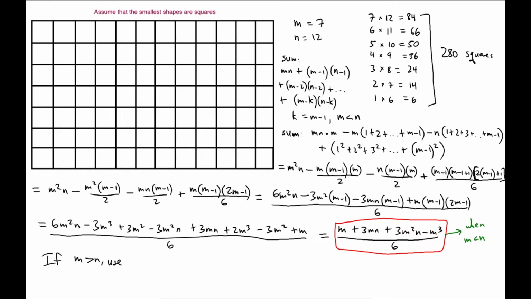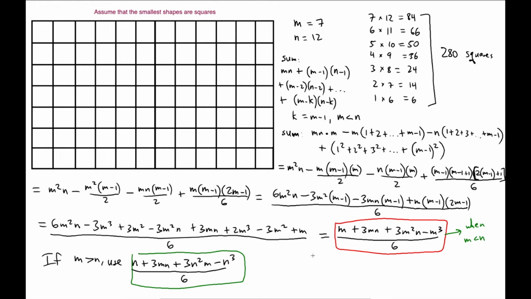I'm going to use n, replacing m with n. This product can remain the same, because multiplication is commutative. Even if you switch rows, it's still going to be 3mn plus. But here you've got to be careful. It's going to be 3n squared m, because you're switching places, minus n cubed, all divided by 6.